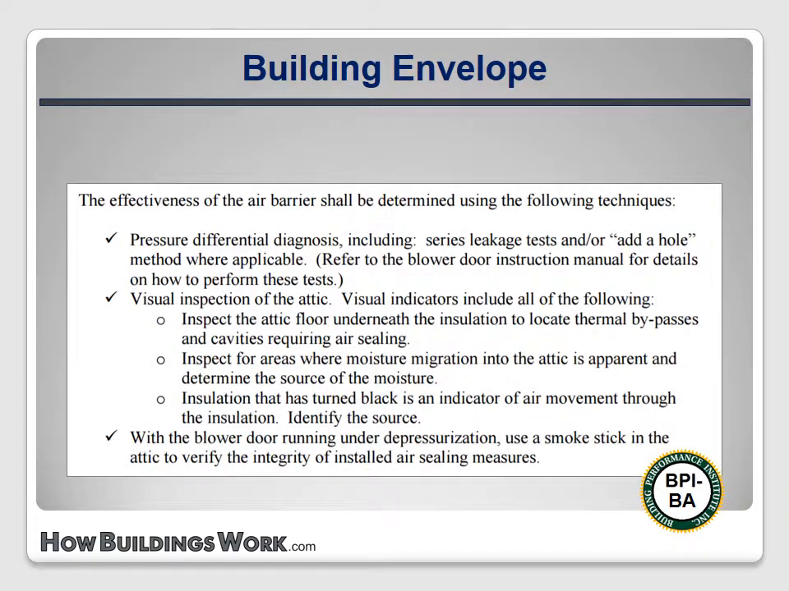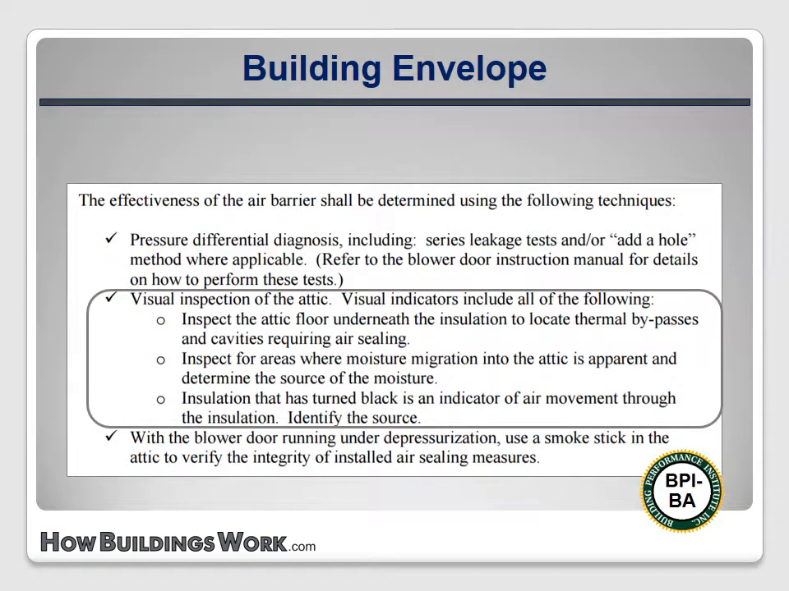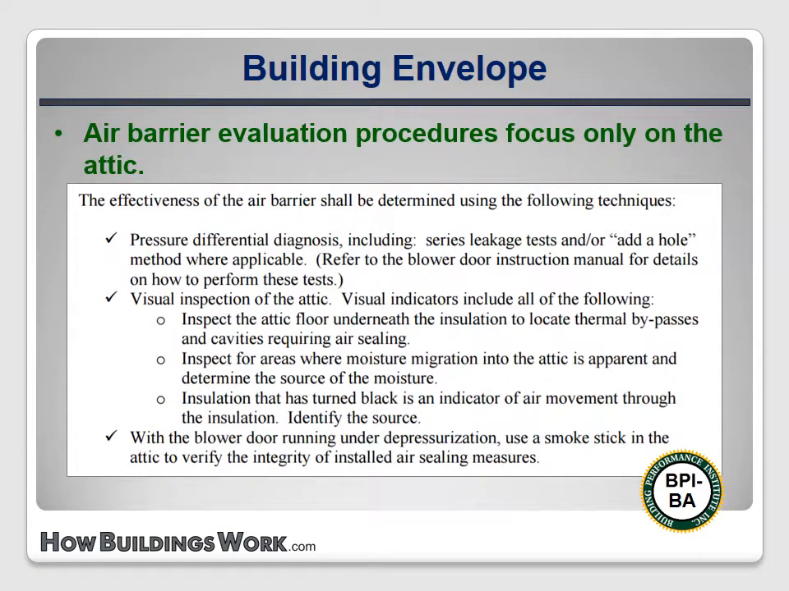There are 3 requirements, and they're pretty straightforward. First, run a blower door test and complete pressure differential diagnostics. Second, visually inspect the attic for leakage points. And last, use the blower door and a smoke stick after air sealing to ensure the integrity of the work. Now, I'm not sure that's exactly the procedure I'd recommend, but that's what the BA standard says. And remember, this only applies to the attic. Leaks in the rest of the house are not mentioned here.